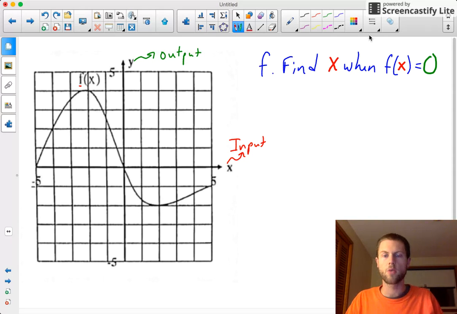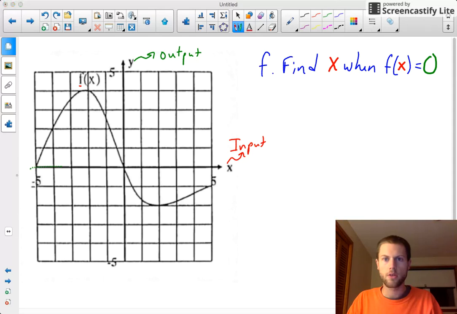So that means that our y values are going to equal 0 here. So in this case, we're kind of working backwards. We're starting with an output, and we need to figure out when our input would produce that output. So since my y values represent my output, I'm looking for where I have a y value of 0.